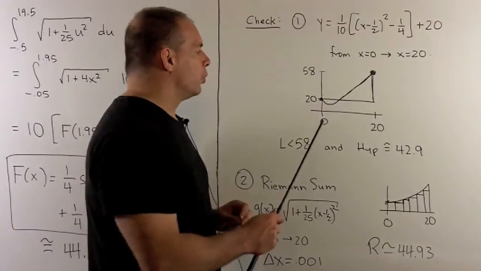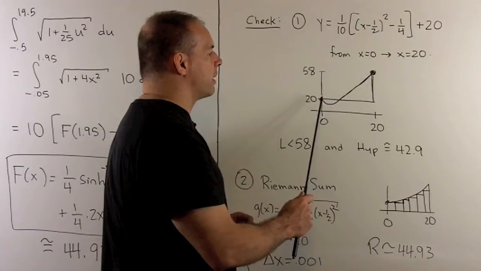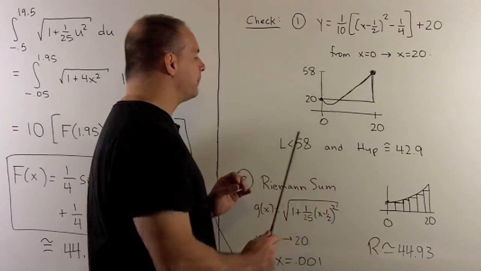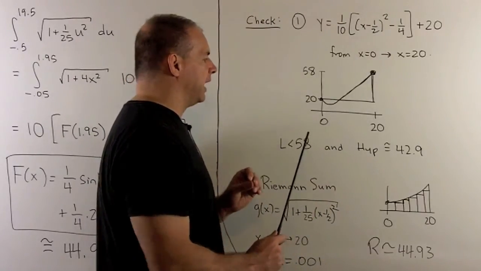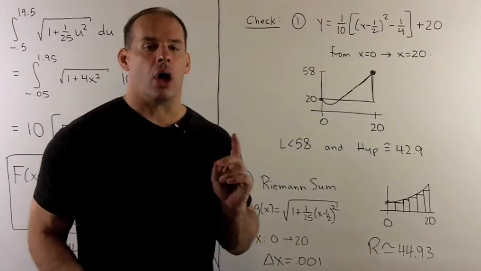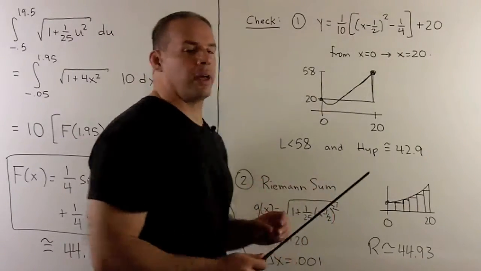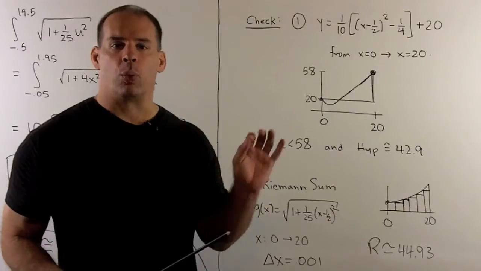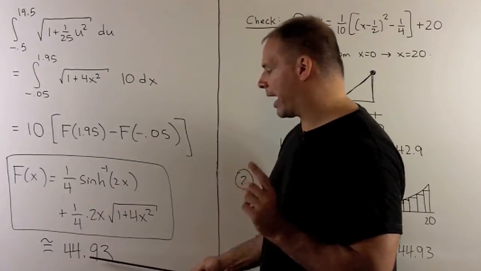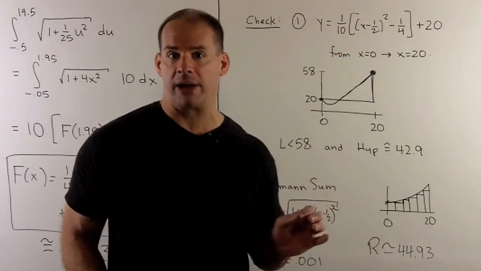First thing, we note if this is drawn to scale, then our arc length is going to be less than the sum of the lengths of the legs of the triangle. So we'll have 20 and 38. So our arc length should be less than 58, and that bears out. Also, the arc length should be somewhere in the ballpark of the length of the hypotenuse. If I work that out, I get 42.9. So we see that's also going to bear out. Okay, so that's not a great check, but we know we're not off by an order of magnitude.